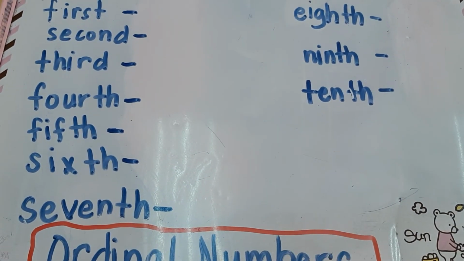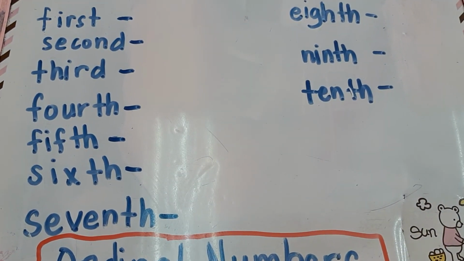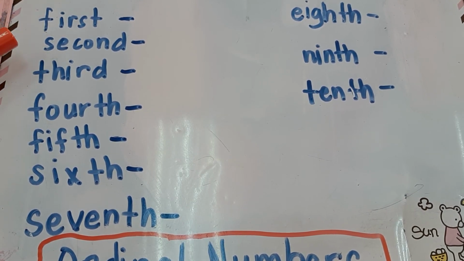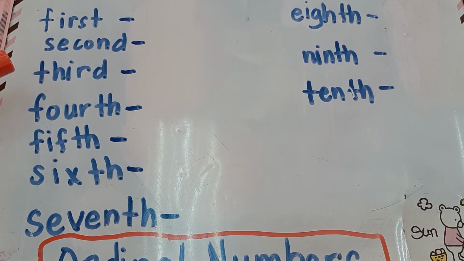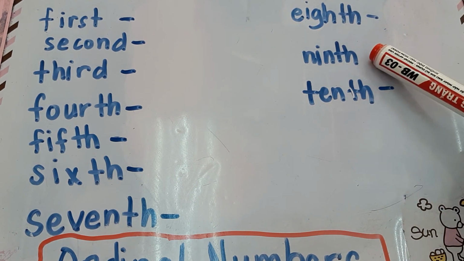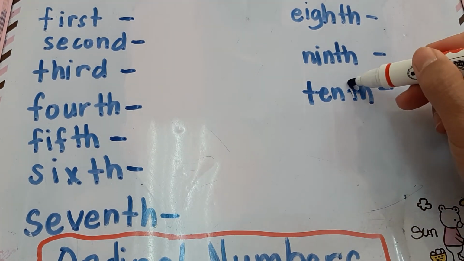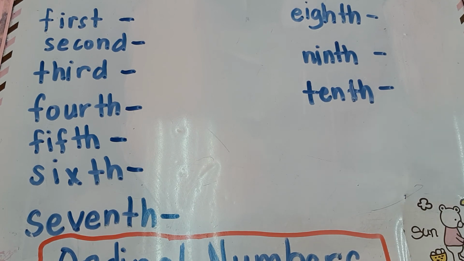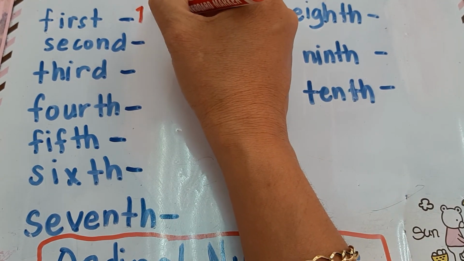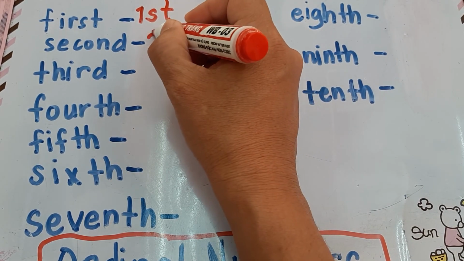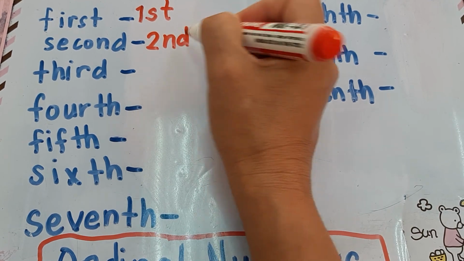Now, I'm going to show you the long form of ordinal numbers. We have first, second, third, fourth, fifth, sixth, seventh, eighth, ninth, and tenth. Now, for the short form, we can write it like the first is 1 and then S and T. Then it will be read the first, and second is 2 and D.